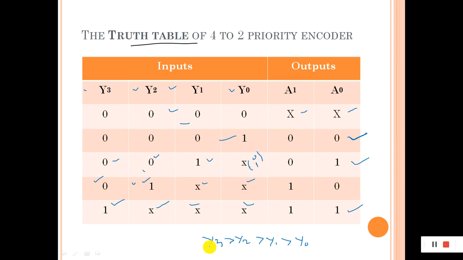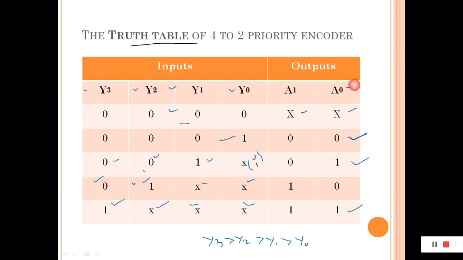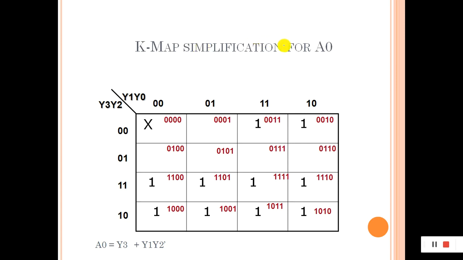Now, finding the Boolean expression. For this one, we will use the K-map, because this is a 4-variable function. Okay. And there is a little bit of a trick in this one. We have two outputs, A0 and A1. First of all, we will go for the K-map for A0. The variables are Y0, Y1, Y2 and Y3. Here we are not going to fill it in simply, because we don't know what the minterms or maxterms are. So we will use a special trick for that.